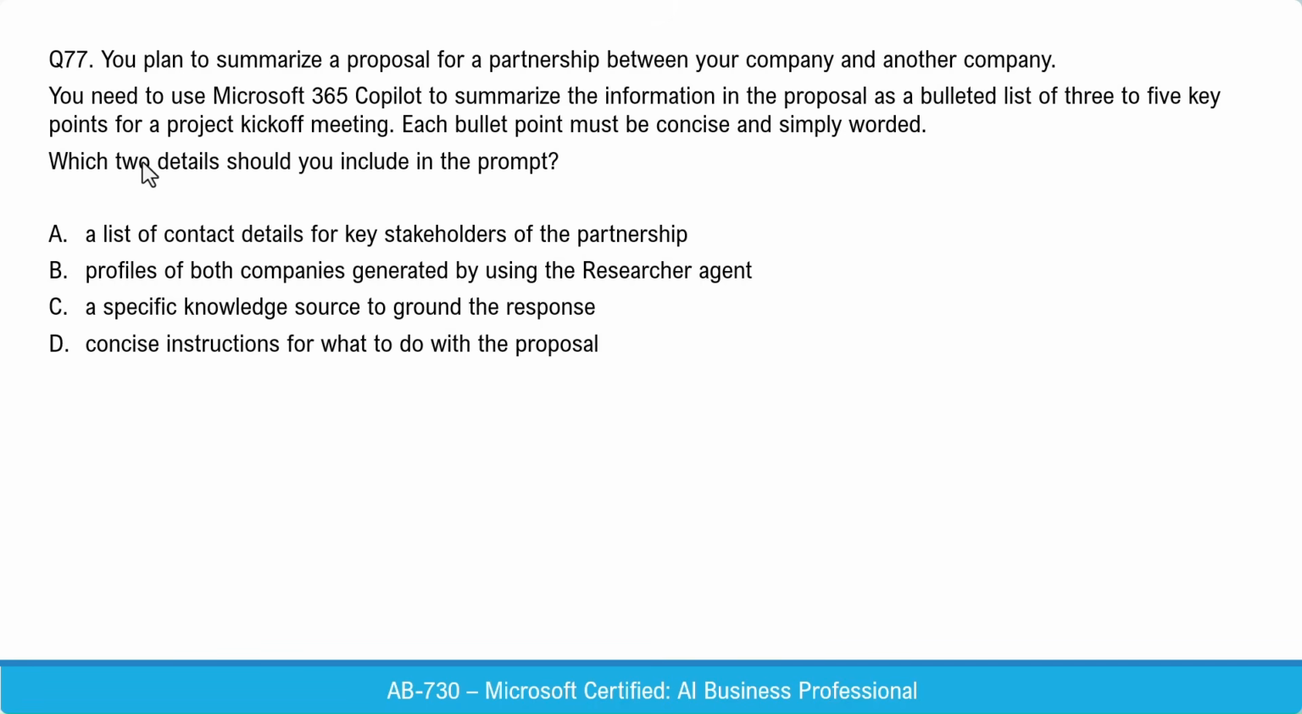Next question. You plan to summarize a proposal for a partnership between your company and another company. You need to use Copilot to summarize the information in the proposal as a bulleted list of 3 to 5 key points for a project kickoff meeting. Each bullet point must be concise and simply worded. Which two details should you include in the prompt?